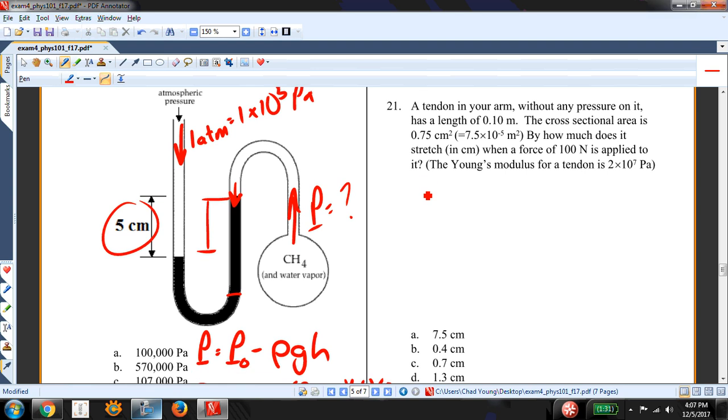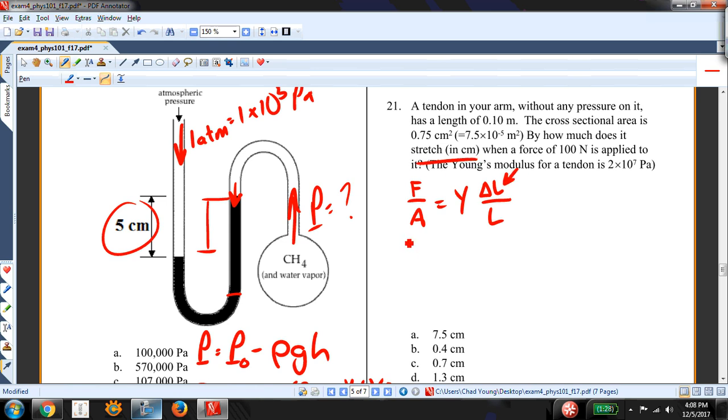A tendon in your arm has a length there. Using Young's modulus, let's just go ahead and write the equation down. F over A, that's the stress, is equal to the Young's modulus times the strain, which is delta L over L. And I'm looking for how much does it stretch. I'm looking for this quantity.